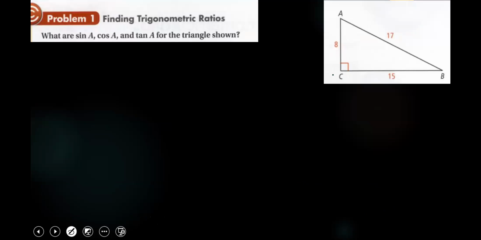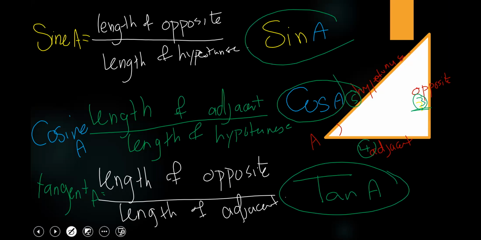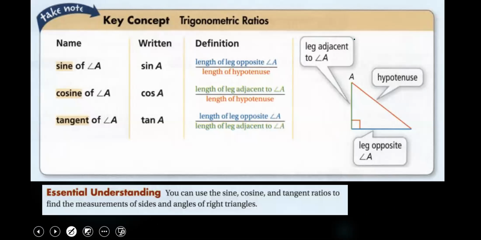These are the 3 trigonometric ratios that you have to know: sine, cosine, and tan. Sine is opposite over hypotenuse. Cosine is adjacent over hypotenuse. Tan is opposite over adjacent. And these ratios, sine, cosine, and tangent, are used to find the measures of sides and angles of a right triangle.